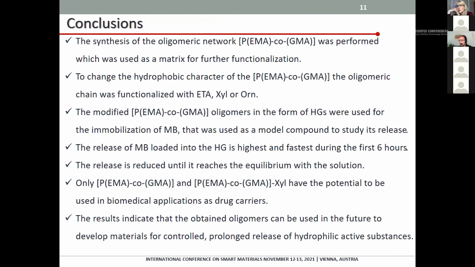The modified oligomers in the form of hydrogels were used for the immobilization of methylene blue, which was used as a model compound to study its release. The results show that the release of methylene blue loaded into hydrogels is highest in the first 6 hours. Based on a cell culture experiment, it may be concluded that only 2 obtained compounds have the potential to be used in biomedical application as drug carriers. The results indicate that the obtained oligomers can be used in the future to develop materials for controlled prolonged release of hydrophilic active substances.